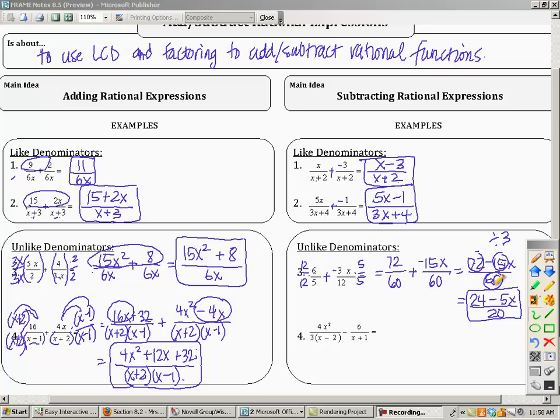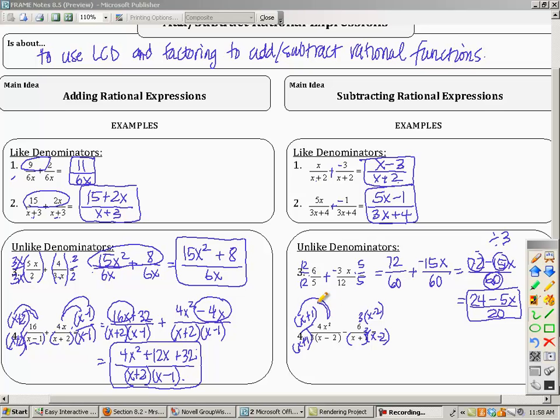Okay. All right, last one in this side. Let's take a look. This denominator, I have both a 3 and an x minus 2. So I'm going to multiply by a 3 and an x minus 2. Oops, a 3 and an x minus 2 on this side. On the left side, I'm going to multiply by an x plus 1. Okay, so here we go.